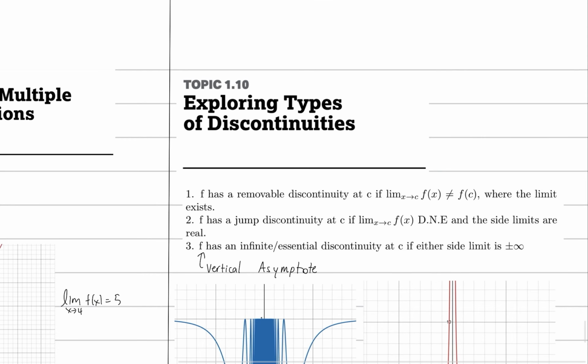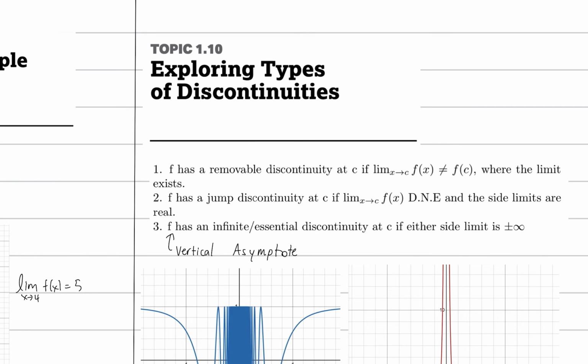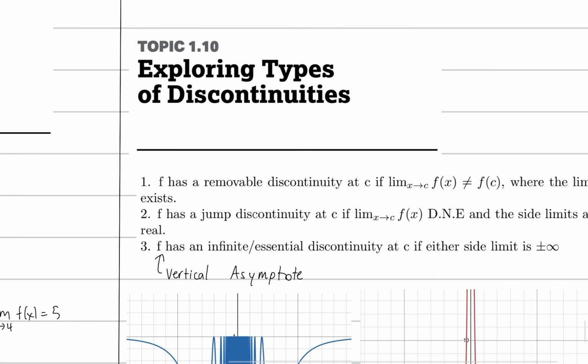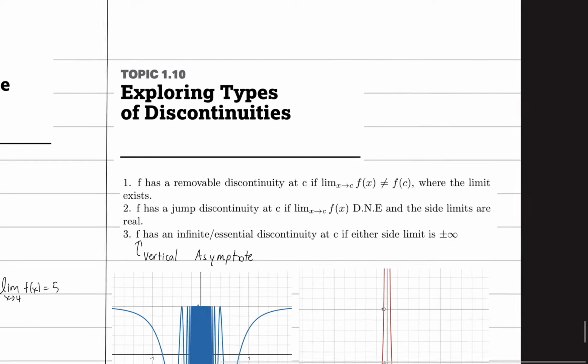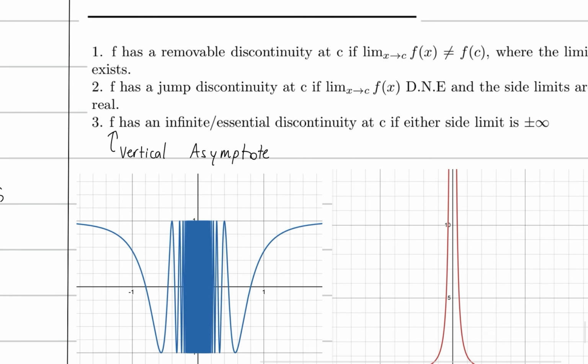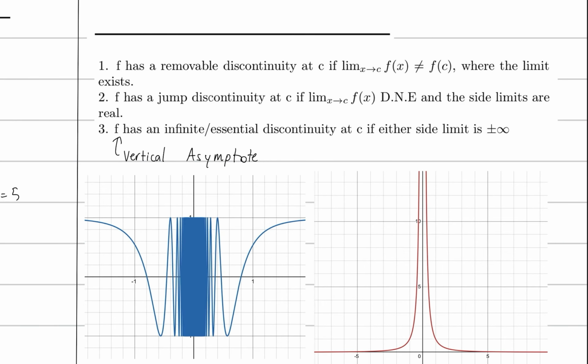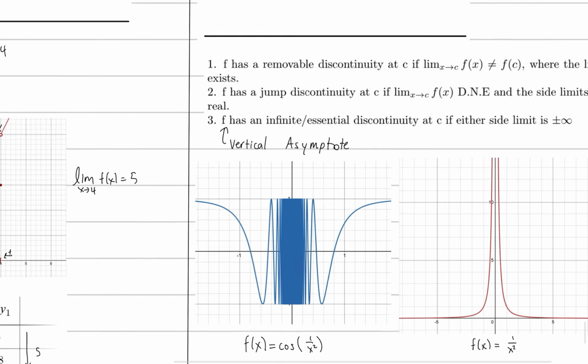removable discontinuity. We say f has a jump discontinuity if the side limits are not equal, so the limit does not exist, but the side limits are real, right? So what does this mean? The side limits are real numbers, right? They're finite, but they don't match from the left and to the right. And finally, f has an infinite slash essential discontinuity, which is a vertical asymptote if either side limit is plus or minus infinity. If the function is unbounded at some point, then it has an infinite discontinuity.